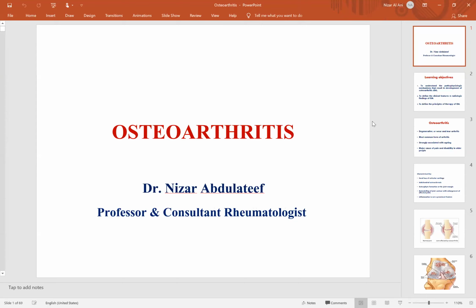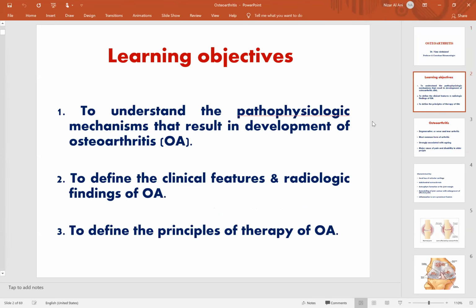Our subject today is about osteoarthritis. The learning objectives of this presentation are first to understand the pathophysiology of osteoarthritis, to define the main clinical features and radiological findings of osteoarthritis, and lastly, to define the principles of therapy of the disease.